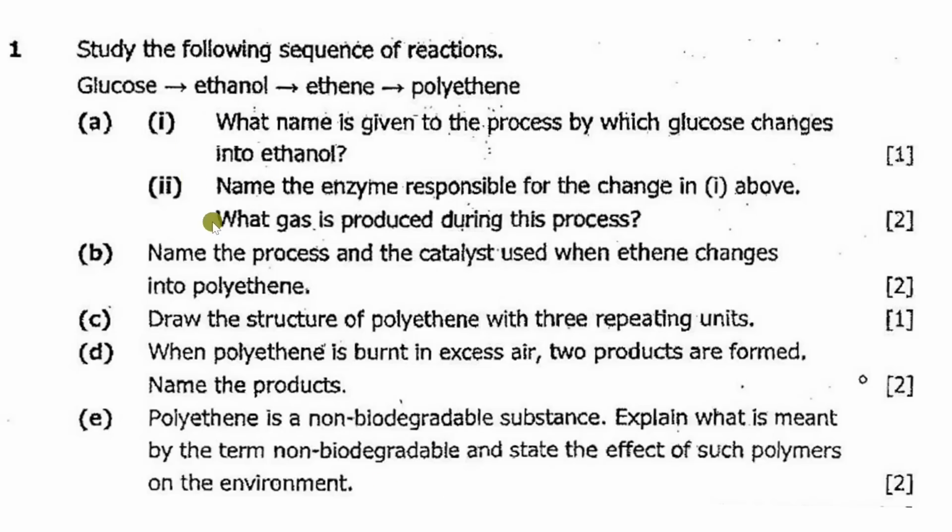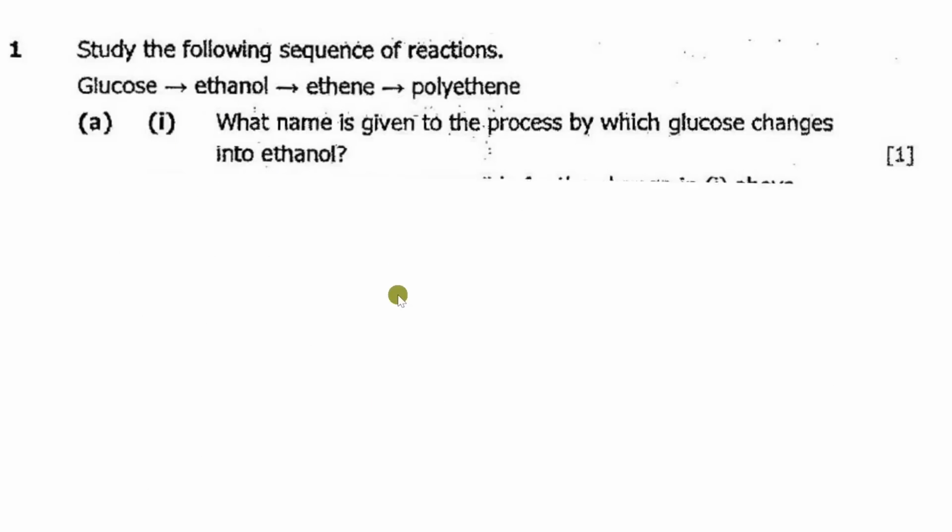So we'll start answering right away. Okay. So we'll start by A, Roman numeral 1. What name is given to the process by which glucose changes into ethanol? So that name is fermentation. So the process by which glucose is changed to ethanol is fermentation.